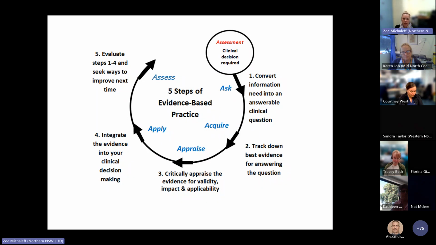This diagram is actually a really nice way of showing how important step 1 is. Focusing on step 1 and being able to ask an answerable and well-defined clinical question is actually, dare I say, the most important step in the whole 5-step process, because step 2, step 3, step 4, and step 5 all stem from having a really good foundation and asking a good, answerable clinical question.